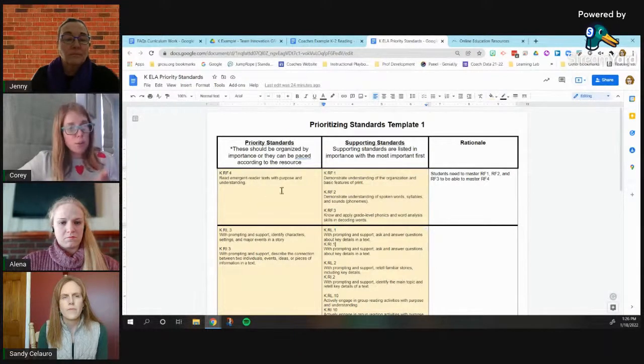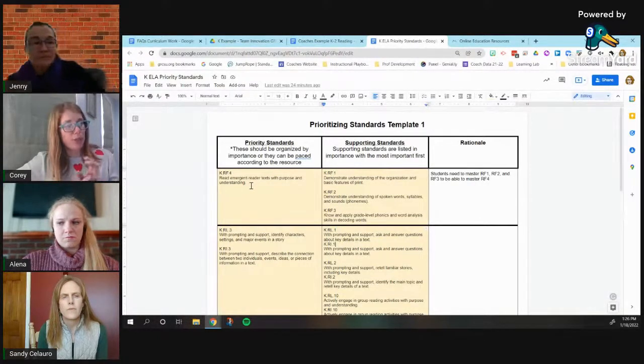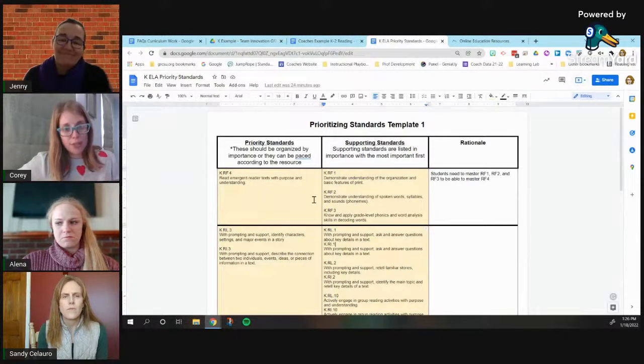And our thought process was, in order for a kindergartner to be able to meet the standard of reading an emergent reader with purpose and understanding, they had to have those other 3 skills. A child could not get a 3 on this standard here unless they were also getting 3s over there.